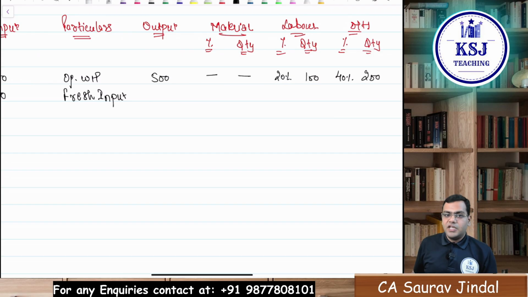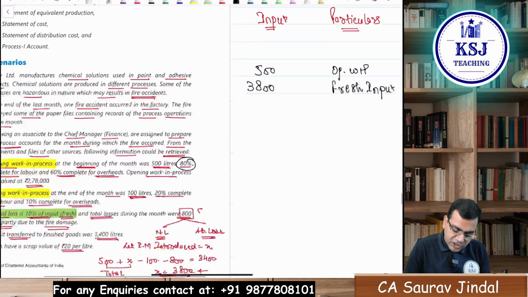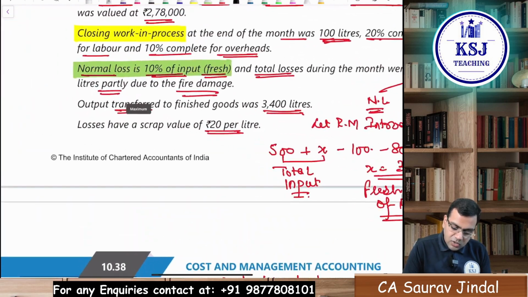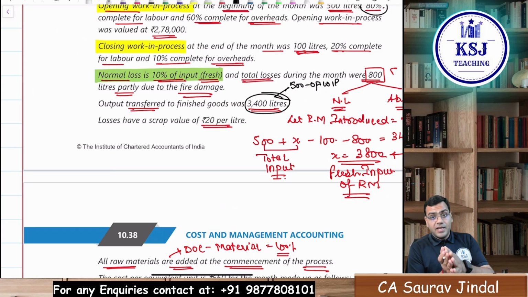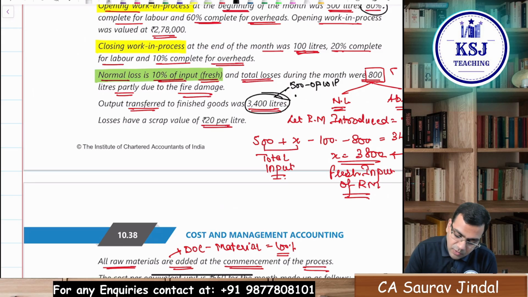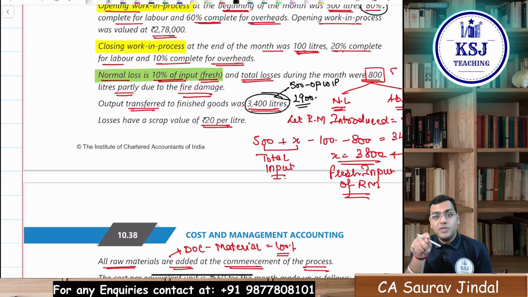What about the fresh input? Sir, total quantity that is transferred is 3400 liters. Yes or no? Out of this, 500 liters belongs to what? It belongs to opening WIP. Why? Because FIFO method. FIFO method says first we are going to complete our opening WIP. Remaining 2900 will be the completed units from the fresh input.